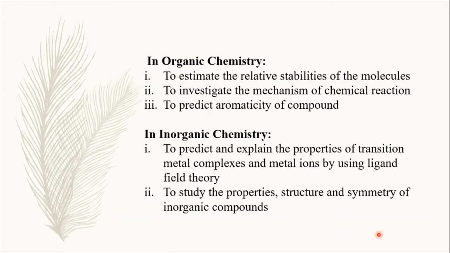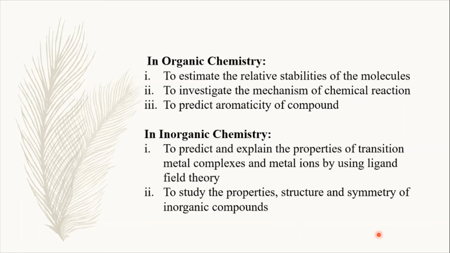The next is in organic chemistry. In organic chemistry, quantum mechanics is used to estimate the relative stability of molecules, to investigate the mechanism of chemical reactions, and to predict the aromaticity of compounds. These are some examples where quantum mechanics is used.